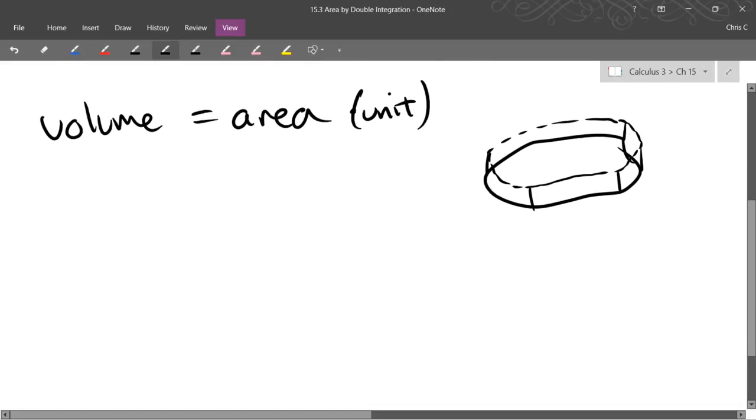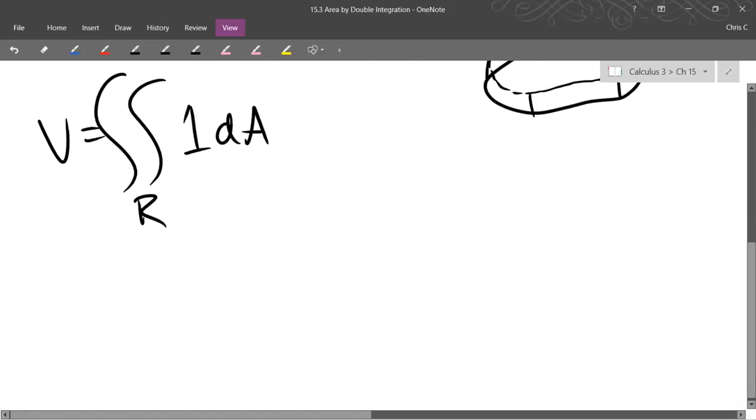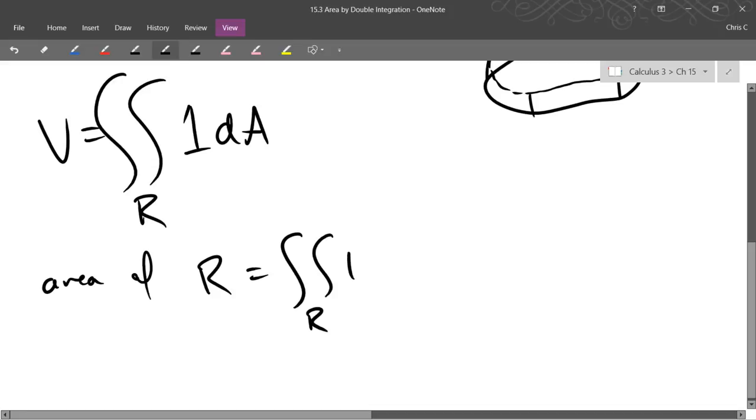And our volume integral of height 1, we'll go double integral over R. So it's a little strange. We're going to be integrating the constant function 1. And of course, we're going to go either dx dy or dy dx, depending on what we feel like doing, or one of them may not be possible. So if we write, the area of the region R is the double integral over R of the function 1 dA.